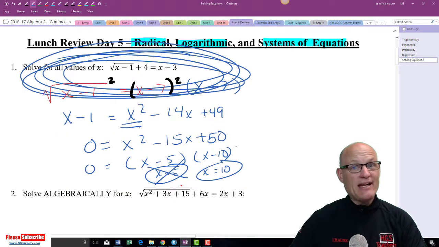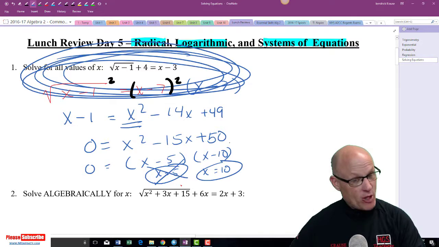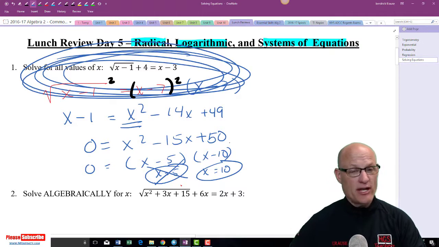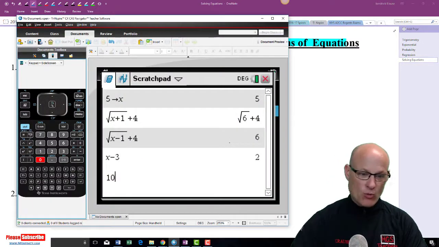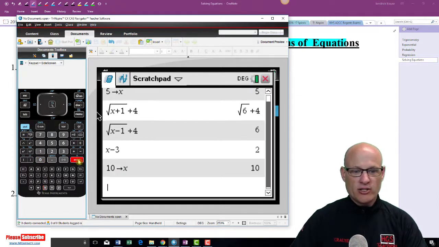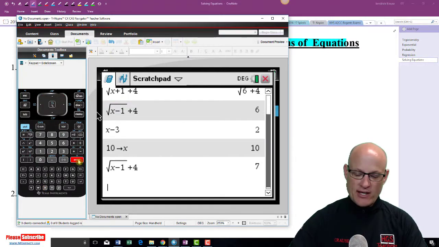Now, there's a 99.9% chance if you have two answers, at least one of them is going to work. It doesn't happen all the time. There is a small chance it won't happen. But generally, one of them will work. Now, if you get them both not to work, I would redo the problem because it's probably not correct. You probably did something silly. So let's type in the left side. We get 7. Let's type in the right side.